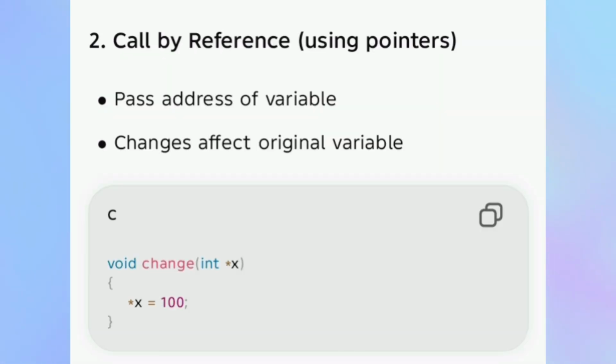Call by reference uses a pointer. It passes the address of the variable, so changes affect the original variable. Call by value cannot affect the original value, but call by reference can change or affect the original variable. Void change(int *x), x = 100. The asterisk x means a pointer variable.